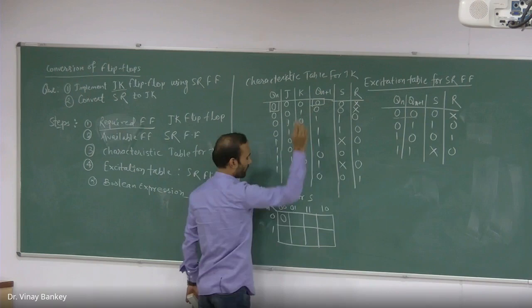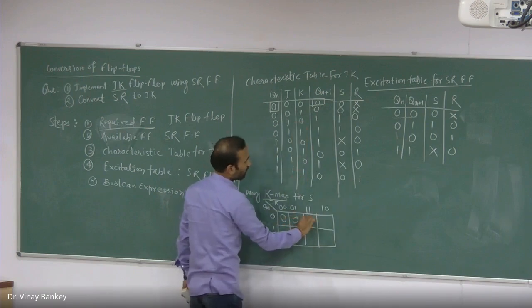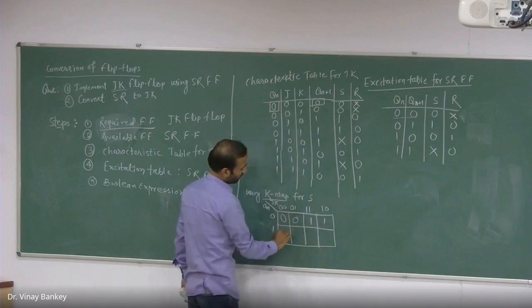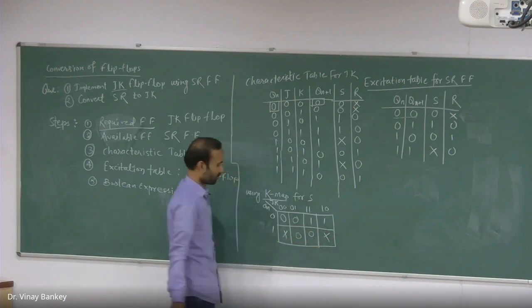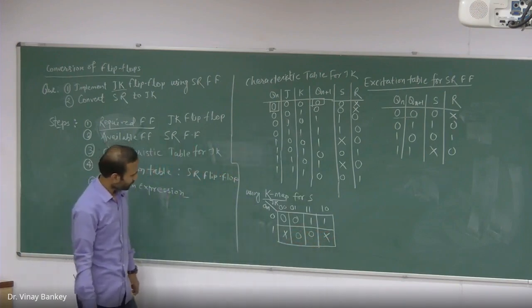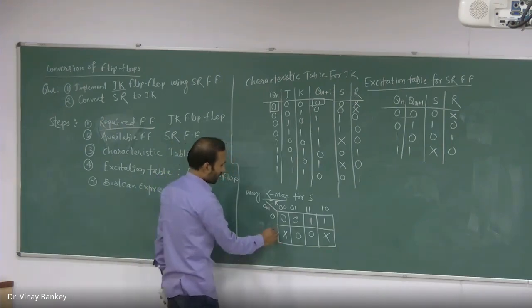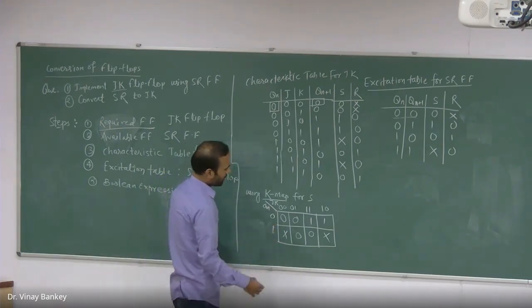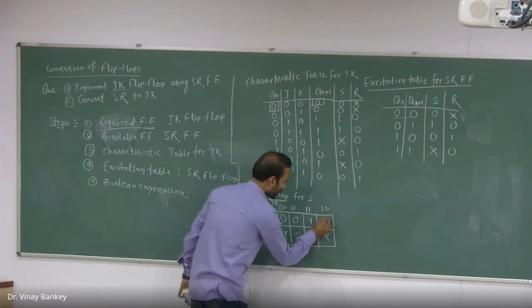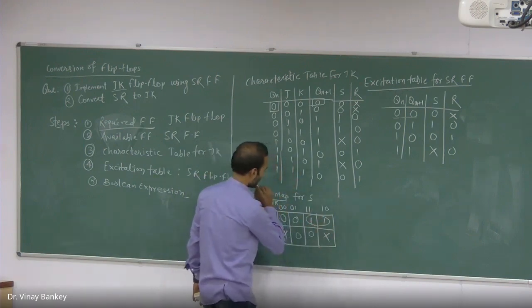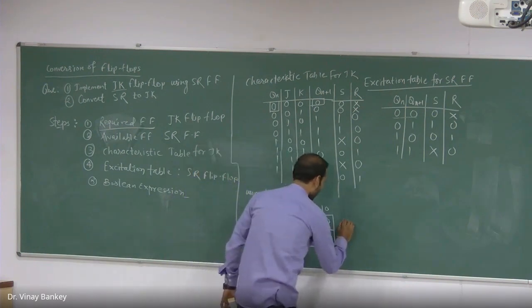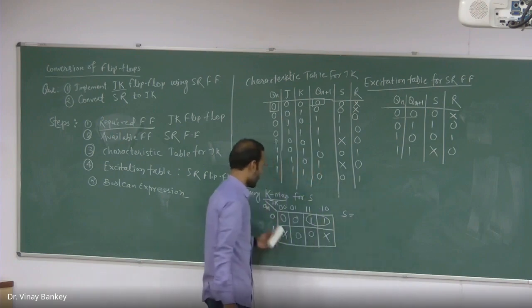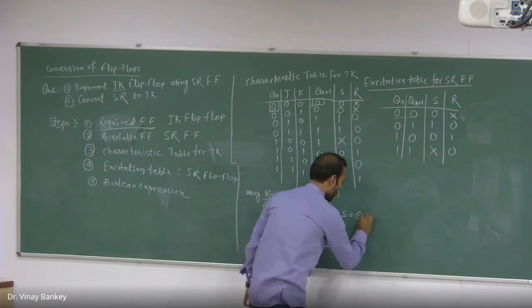And you're writing for S: 0, 1, 1, don't care, 0, don't care, 0. Is it correct? Okay. Now try to make the largest possible group. So here I can make only this one. This will be your prime implicant. Correct. So how will you write the expression for S? S will be what? Qn bar and J.